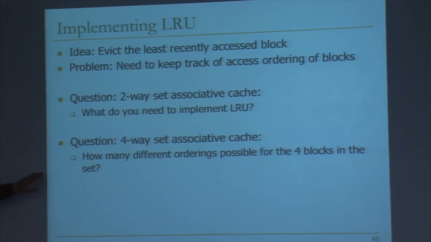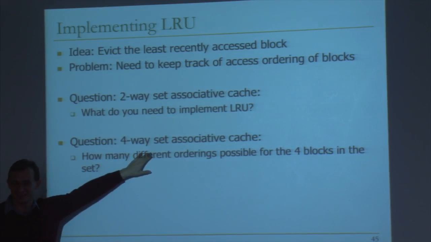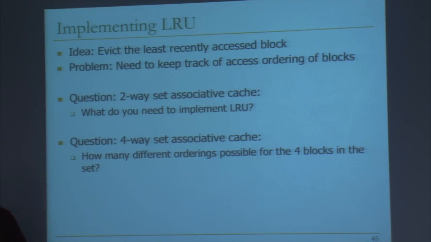What about a four-way associative cache? In the two-way case, only two different orderings are possible. That's why you need a bit. In this case, two bits per cache block, right? Two bits per way, if you will. Basically, eight bits total. Right? That's not the optimal, though. That's not the best you can do. That may be the simplest you can do, I agree.